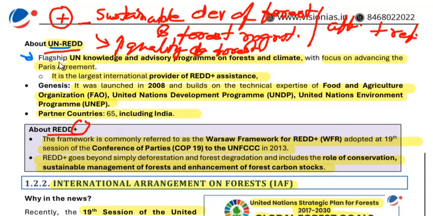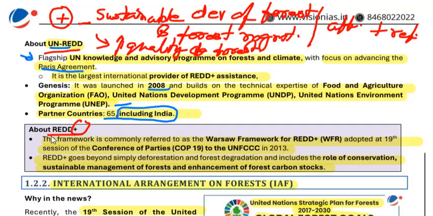Now let's see what is given here. First is about UNREDD, the flagship UN Knowledge and Advisory Program on Forest and Climate with a focus on advancing the Paris Agreement. It is the largest international provider of REDD plus assistance. It was launched in 2008 and builds on the technical expertise of the Food and Agriculture Organization, that is FAO, the United Nations Development Program, and the United Nations Environment Program, that is UNEP. Partner countries number 65, and India is also included, you should know.